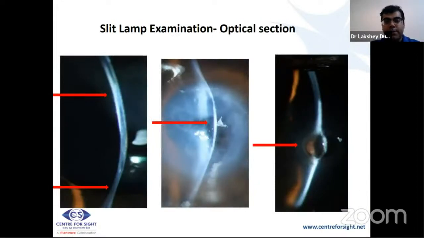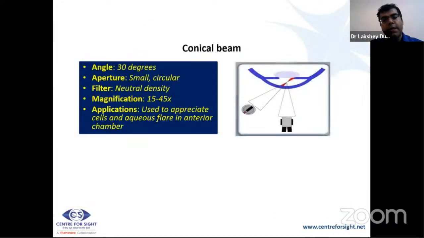In another optical section, the first image shows thinning and scar. You can notice that the area of bulge is superior to the area of thinning, usually seen in PMD. Second image shows the slit is thickened, showing corneal edema. The third one highlights the bullae in the corneal epithelium. Next way of illumination is conical beam, which is usually used for anterior chamber cells and flare.